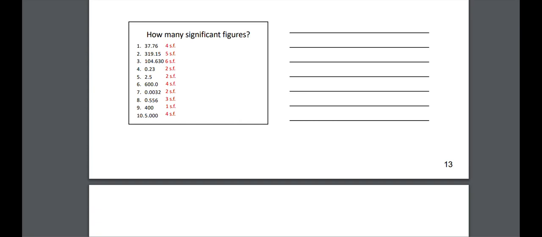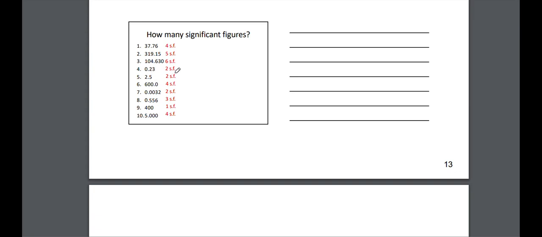All right, let's look at the next one. Do I have any zeros? Yes, I do have zeros. I have the first one, the 0 right here in 104. Because it falls between 2 non-zero numbers, this will count as a significant figure. So I have 1, 2, 3, 4, 5. What about this 0 here? This will count as a significant figure because it has fallen to the right of the decimal, just like I said earlier.